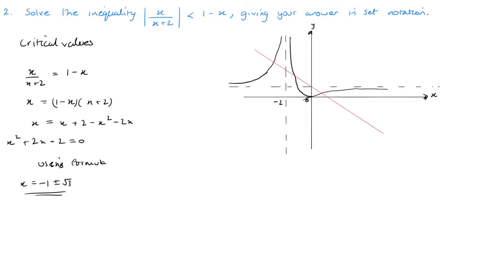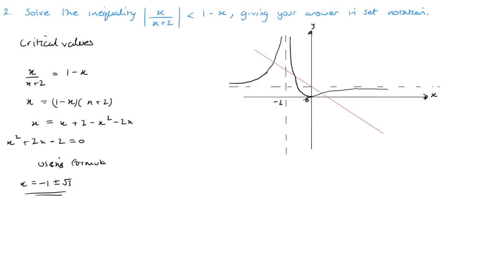Okay, so that is 0.73 and minus 2.73. And both of those seem correct. 0.73 is after the 0, so here, and minus 2.73, this one is below the minus 2. So both of those seem correct.